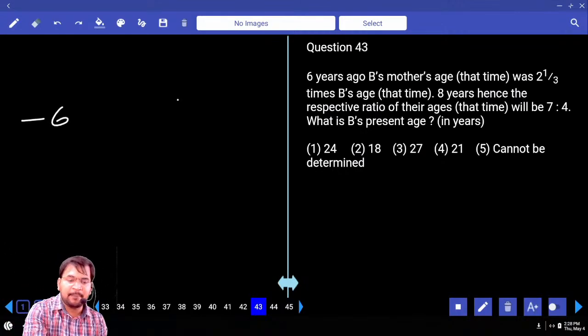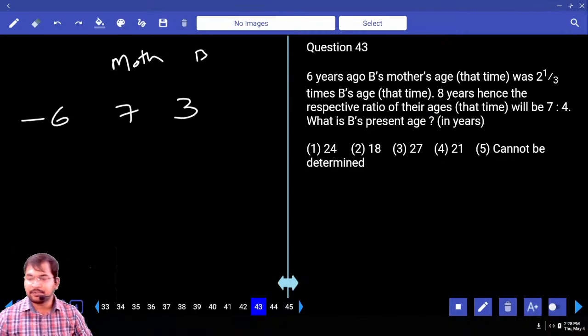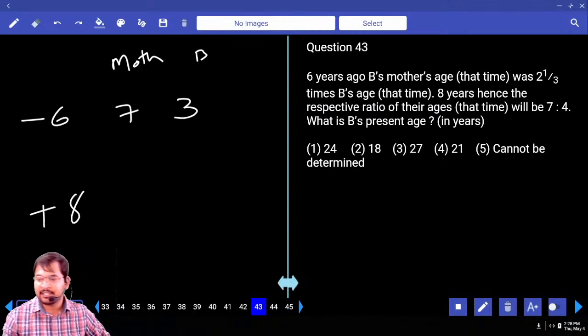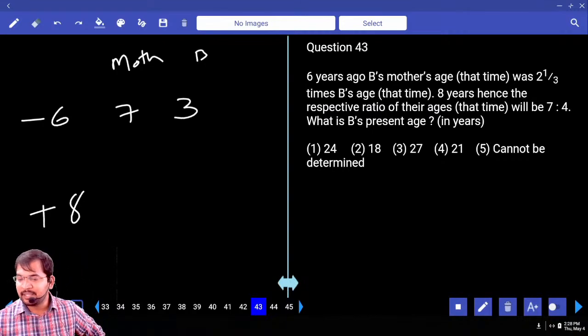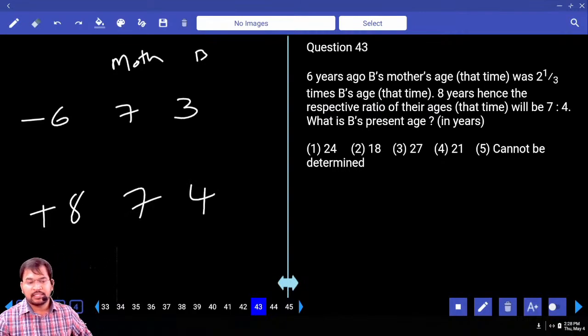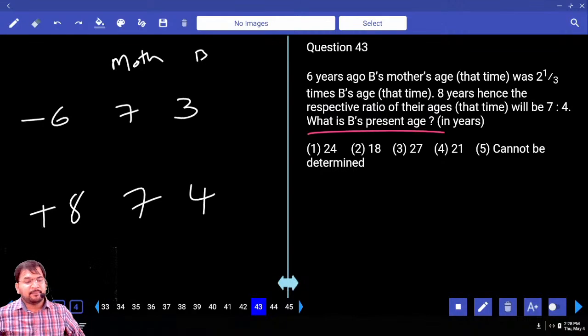7/3? That means 3 parts is B's age, 7 parts is mother's age. Mother and B. Next, 8 years hence, the respective ratio between them is 7:4. They're asking what is the percentage of B? What is the percentage of B?